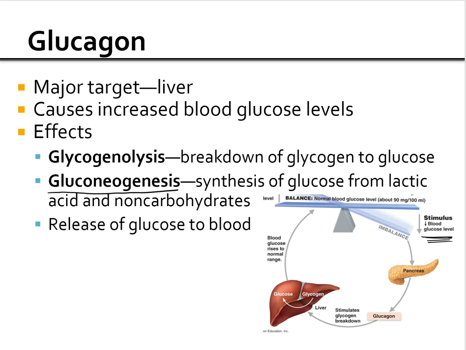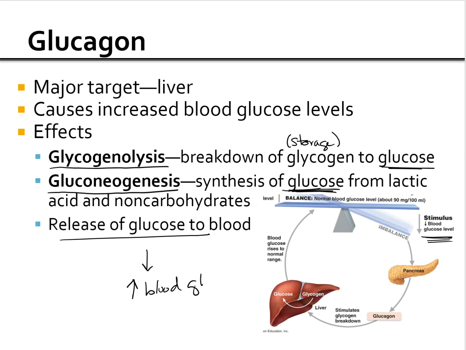It will also take our stores of glucose in the form of glycogen. So glycogen is our storage form. Okay. So glucagon will take glycogen and break it down into glucose in a process known as glycogenolysis. Okay. Both of these events, as you can see, whether it's the breakdown of a molecule to form glucose or the synthesis from a different molecule to form glucose, both of these will cause the release of glucose into the blood, ultimately resulting in an increase in blood glucose.